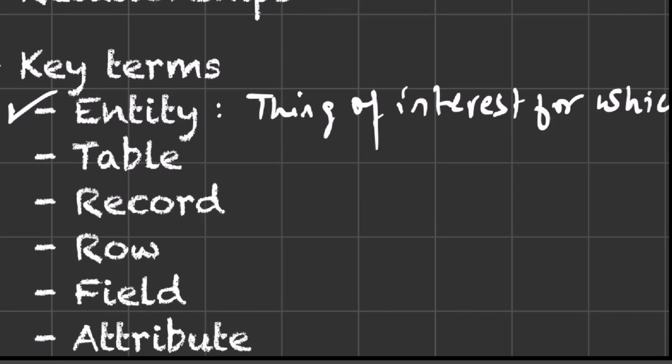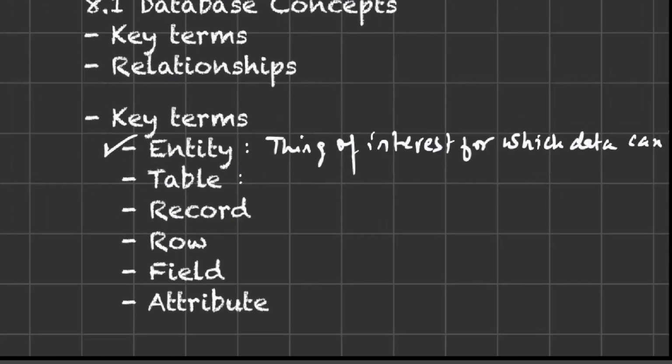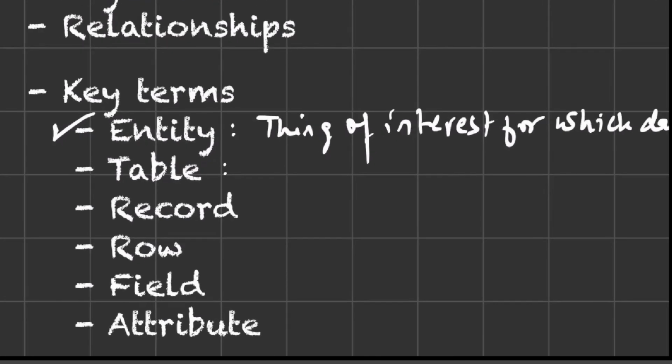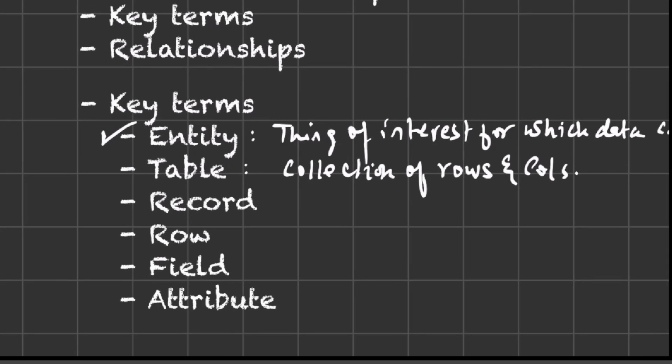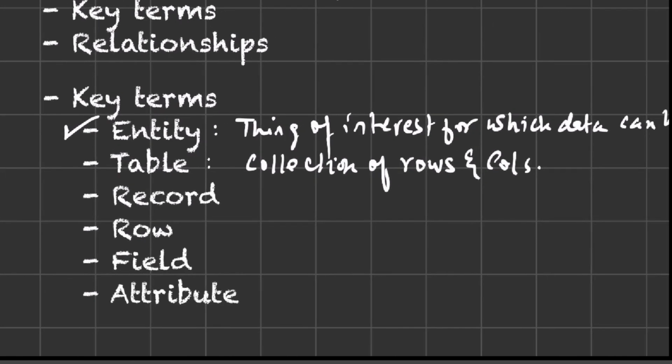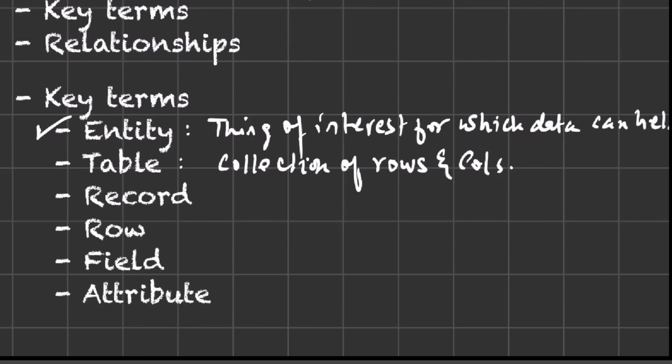And then this is the conceptual definition. The technical terminology for the entity is a table. So a table is basically a structured representation of the data, and it is actually a collection of rows and columns. So table is another name for entity. A table has rows and columns, in the x-axis and in the y-axis.